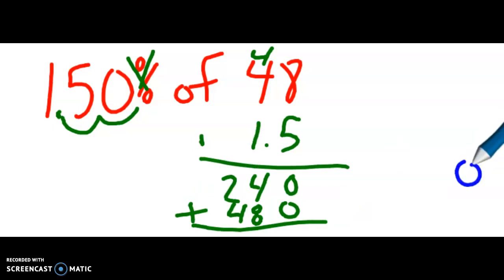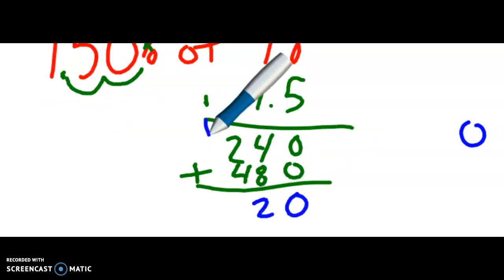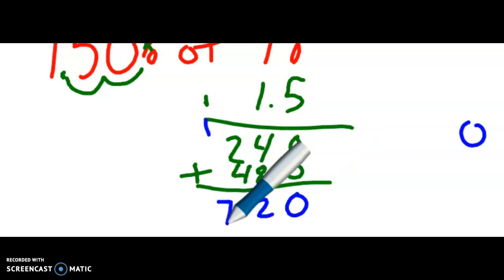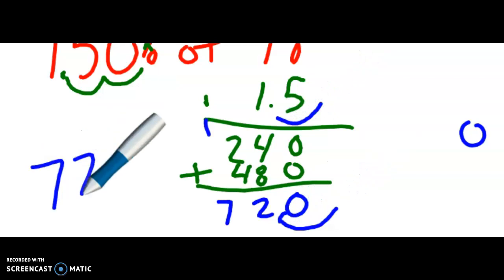I don't have enough room on this little thing. Let's see if I can move it. I was able to move it. So 4 plus 8 is 12. And 4, 6, 7. So now we have to move our decimal place 1 spot. And our answer is going to give us 72.